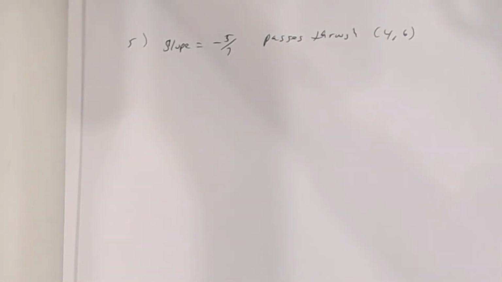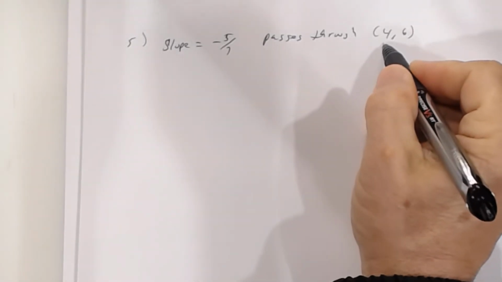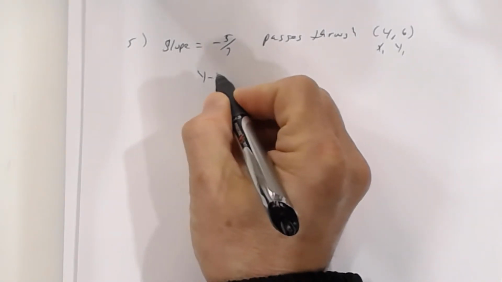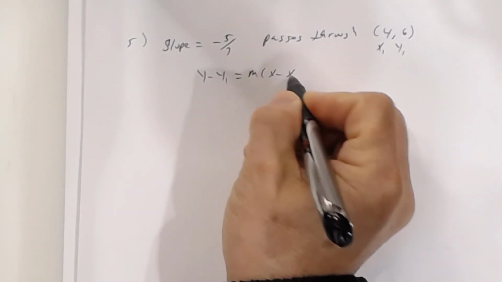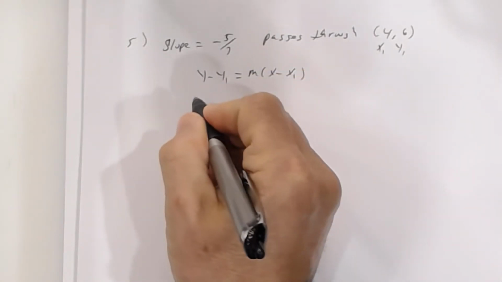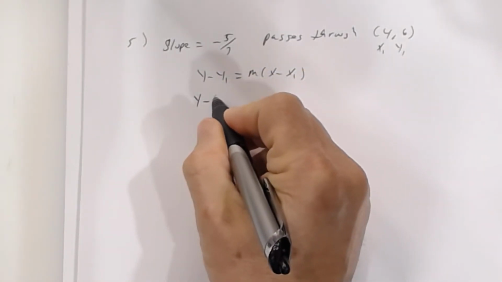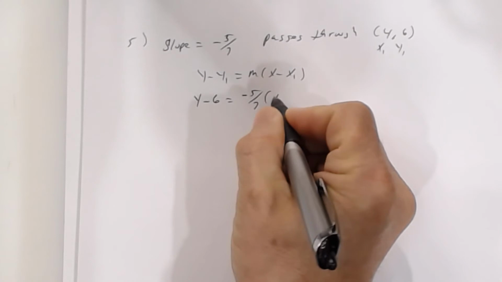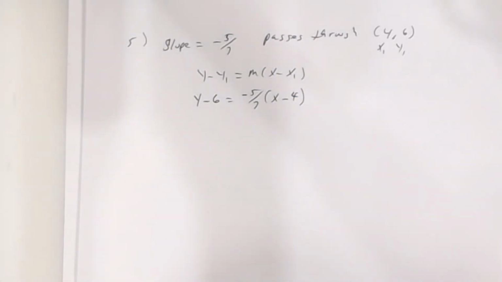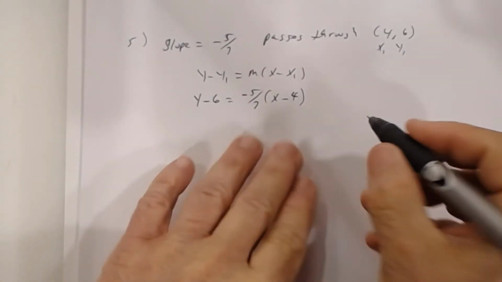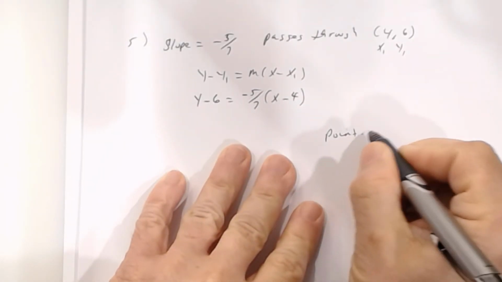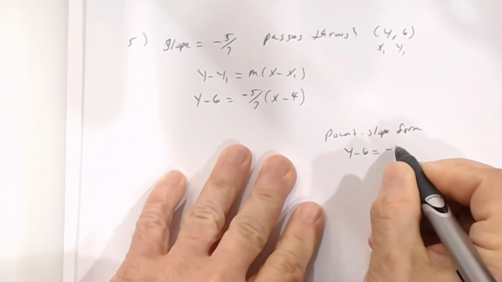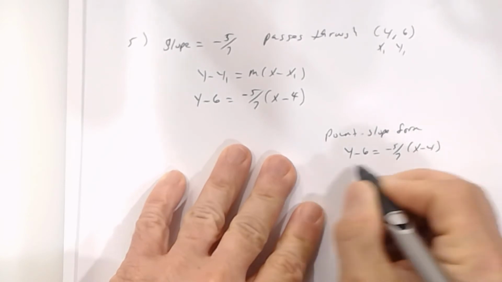But you remember, it's a good idea to label that point. How are you going to label this point? x1, y1. So my point-slope formula is y minus y1 equals the slope times x minus x1. So y minus y1, what's y1? 6 equals the slope. What's the slope? Times x minus 4. So there's your point-slope form. That's what you would tell me for point-slope form. So y minus 6 equals negative 5/7 times x minus 4.